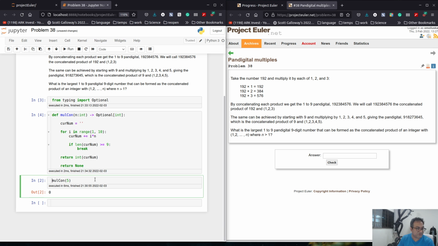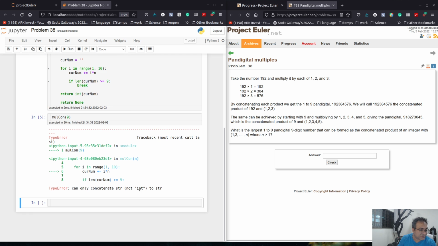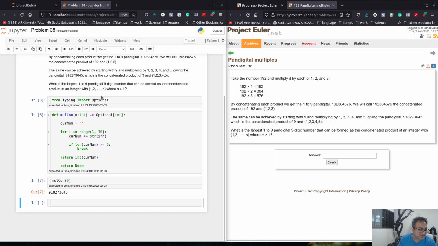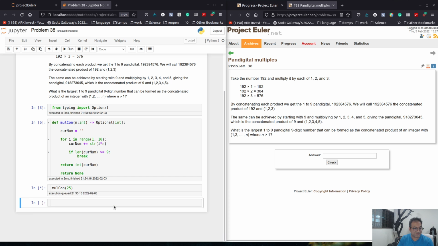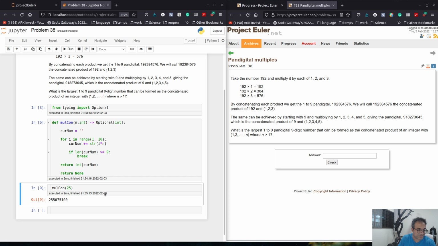So let's say we do multiply concatenate of 5, and of 9. We have a type error, so we need str like that. So we get this value 918273 and so on. If we give 192, we still get the right number, 192384576. So this is correct. But if we do 25, some strange thing like this, it will still give us some idiotic stuff.